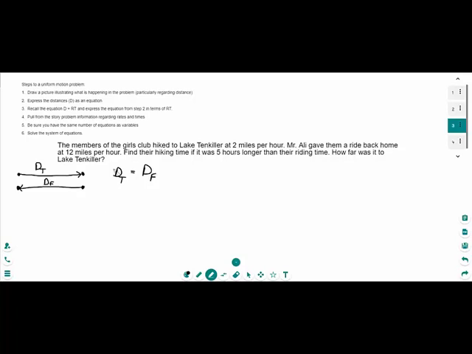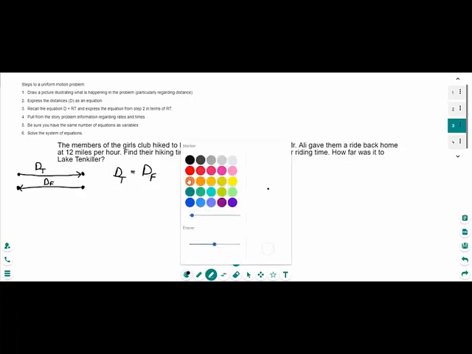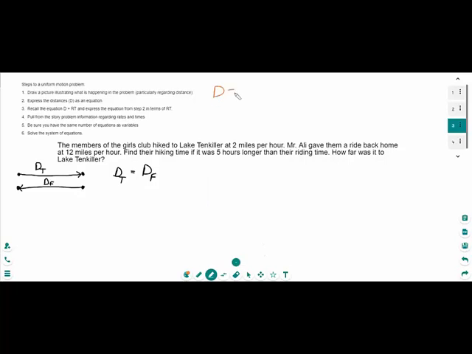All right. So now these two distances, remembering our formula, remember this wonderful formula, distance equals rate times time, we will now break these down into R's and T's, right?